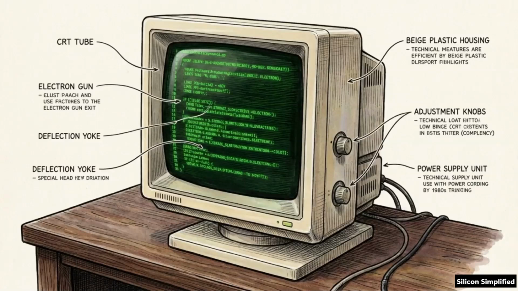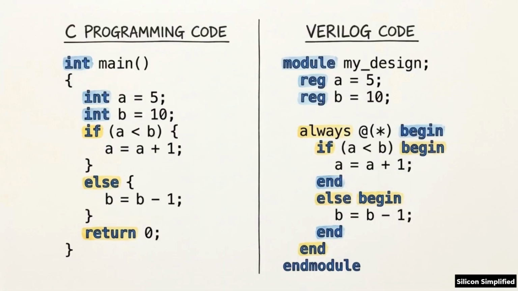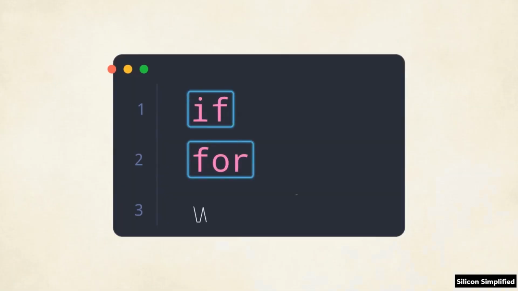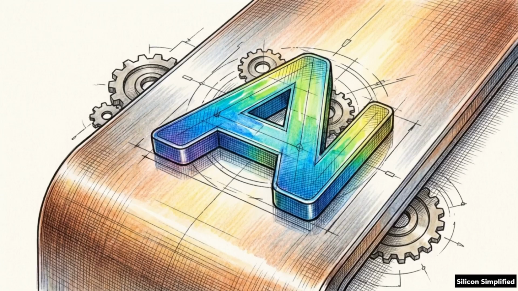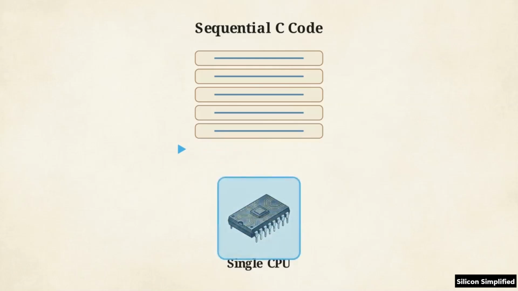Verilog looks deceivingly familiar. When it was introduced in 1984, the creators gave it a syntax that closely mirrored the C programming language to help software engineers adapt quickly. You see if statements, for loops, and while loops, and your brain assumes you are writing a standard computer program. But that syntax is a trap.